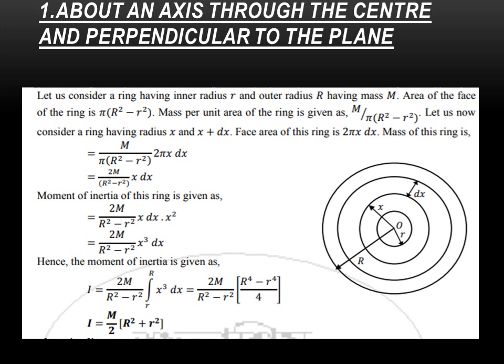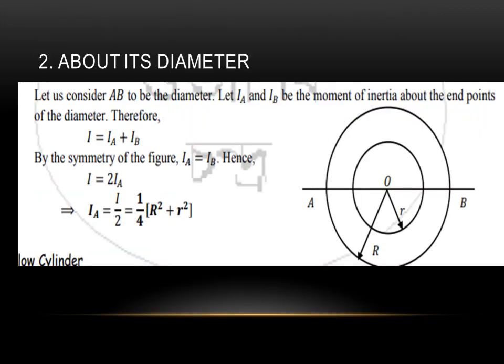So on integrating and solving, you will get the moment of inertia of the annular disk as M by 2 into (R square plus r square). Now we will calculate the moment of inertia about the diameter.